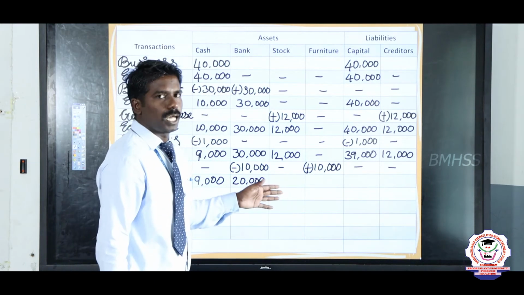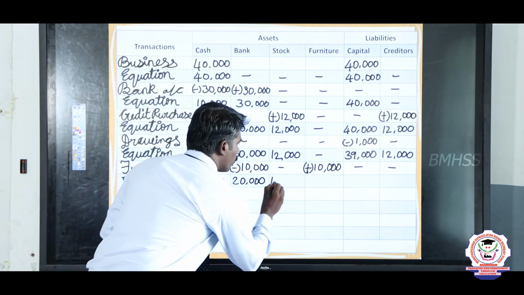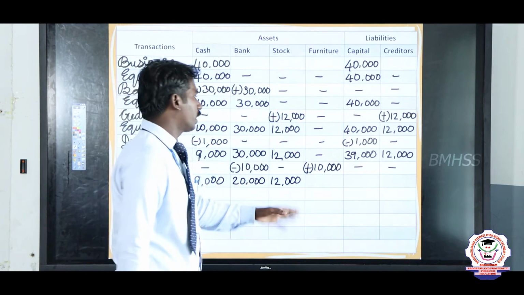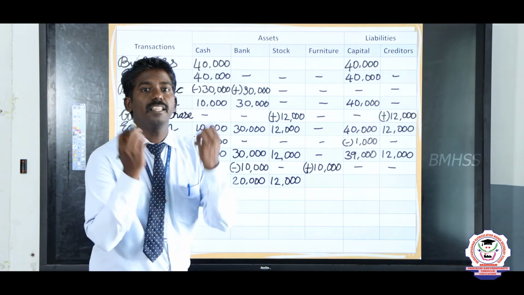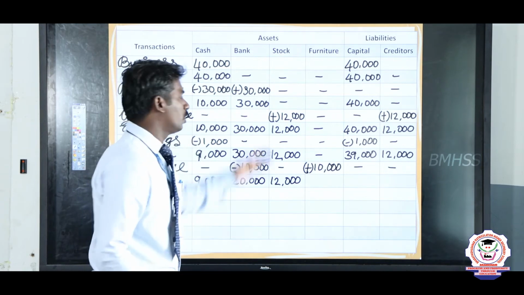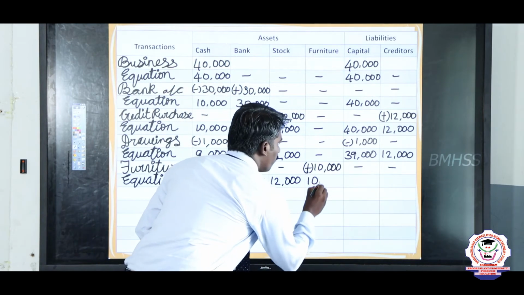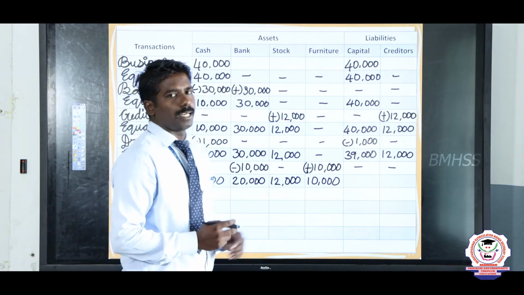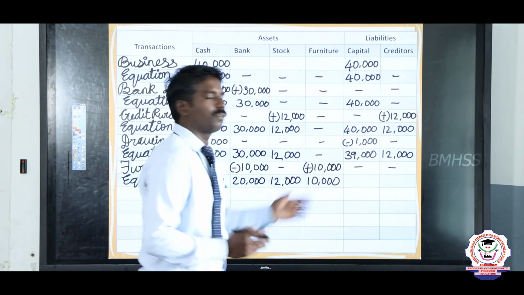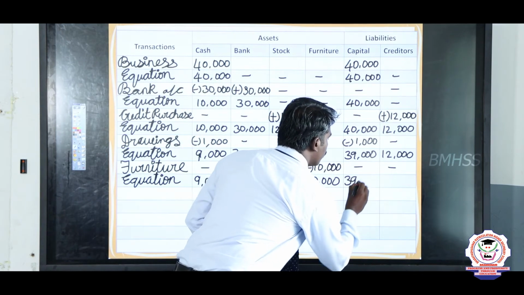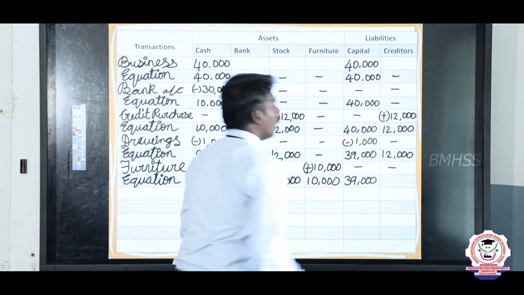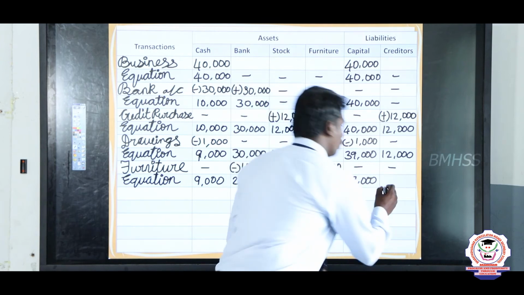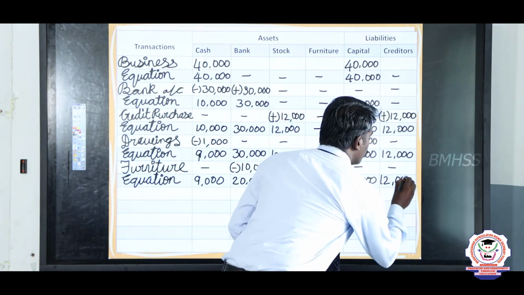Then move on to the stock column. The stock column shows 12,000 rupees. Write 12,000 rupees. And move on to the furniture column. In the last transaction, we bought 10,000 rupees worth of furniture. So write 10,000 rupees in the furniture column. And move on to the capital column. The capital column shows how much? 39,000 rupees. So write 39,000 rupees. And move on to the last column, the creditors column. The creditors column shows 12,000 rupees. So write 12,000 rupees.